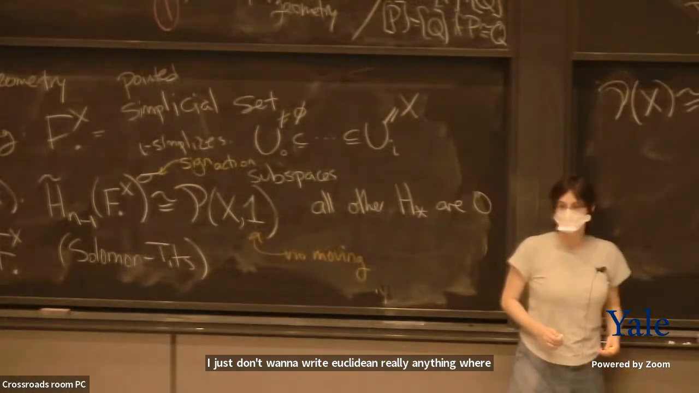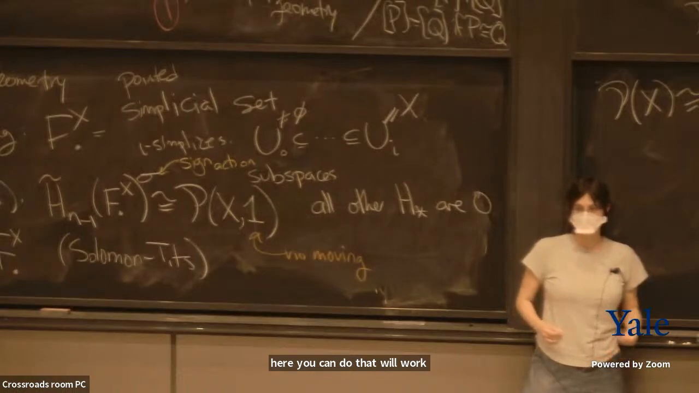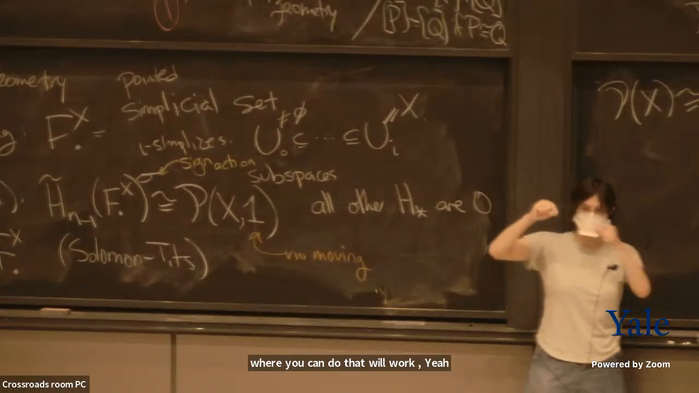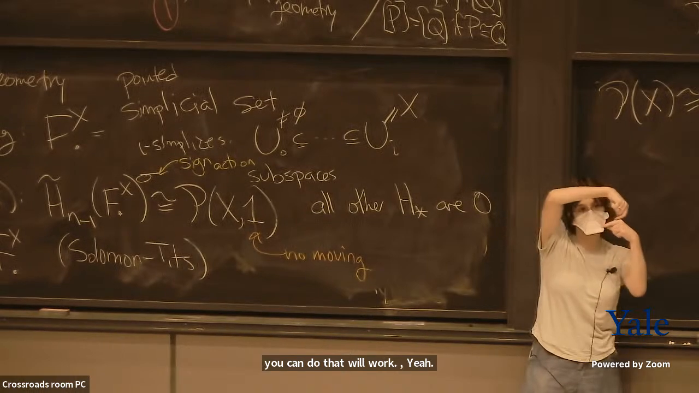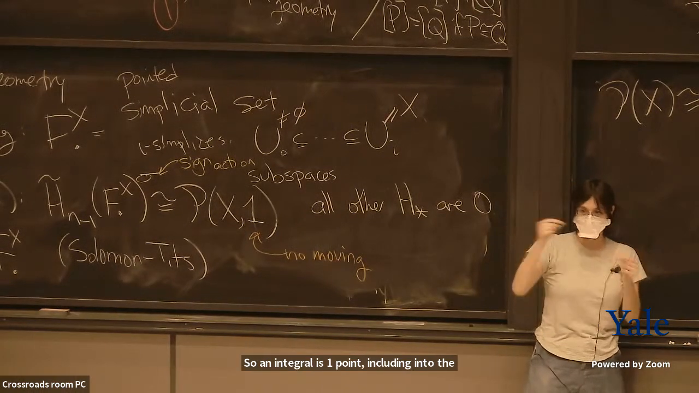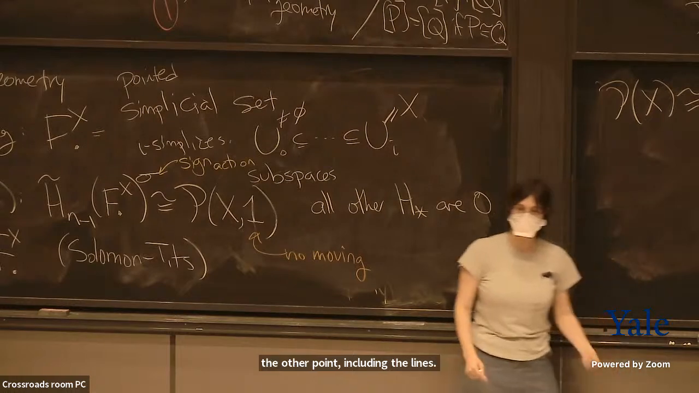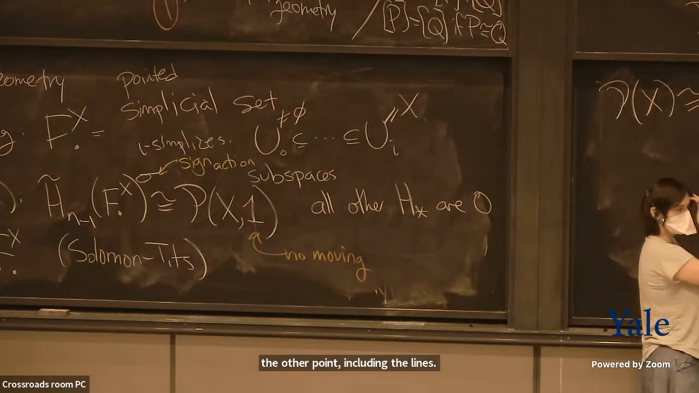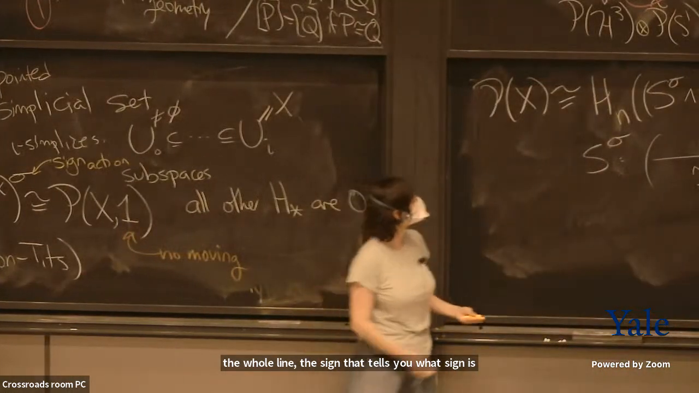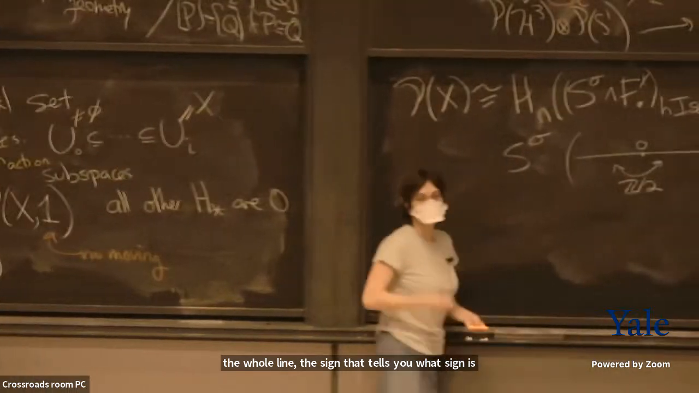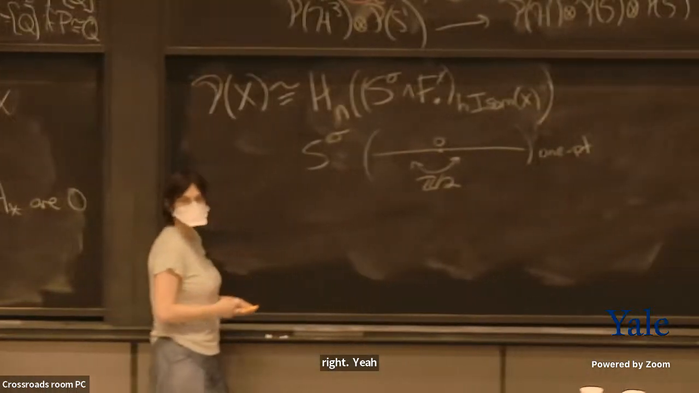Just say that an interval is a race. Yeah, so an interval is one point including into the line minus the other point including into the line. It's actually the whole line. It's the sign that tells you what side it's on. But yeah, that's exactly the intersection of two ways.